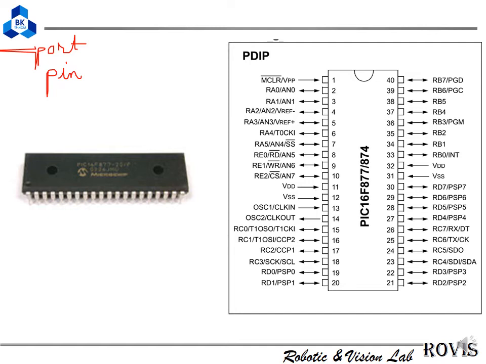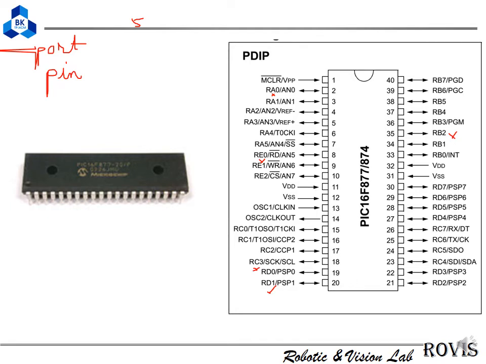Okay, so we will have the A port, E, C, D, and B port. So we have 5 ports: A, B, C, D, E. Okay, and here, for example, port A.